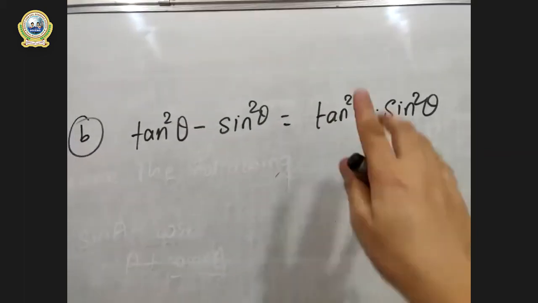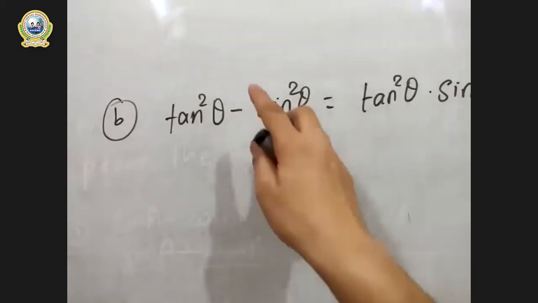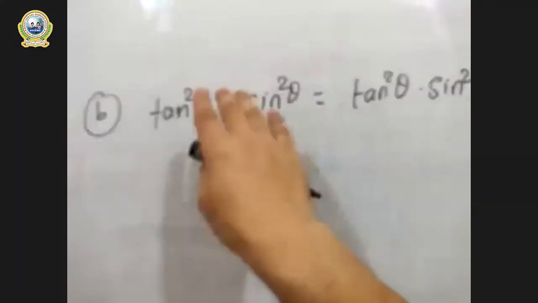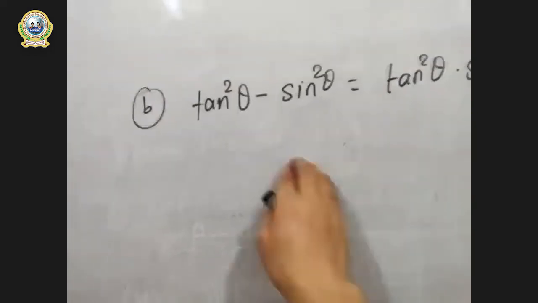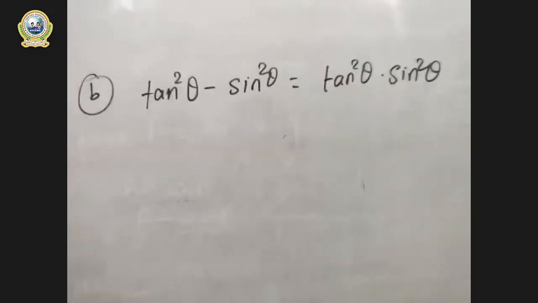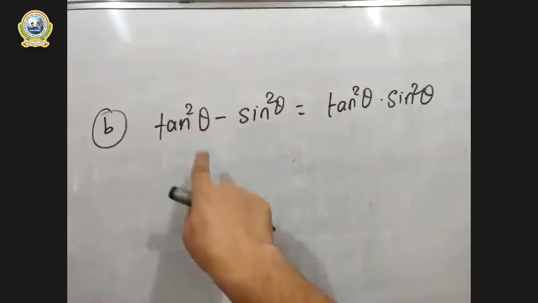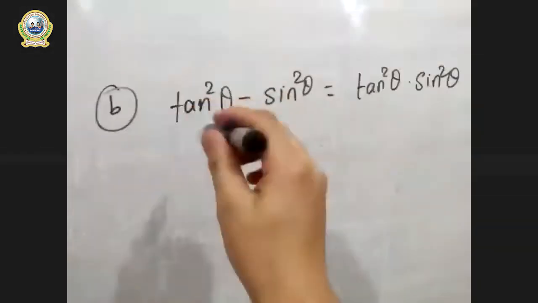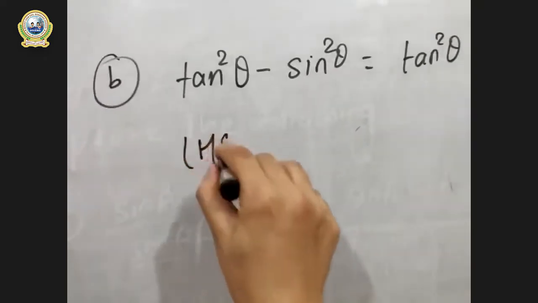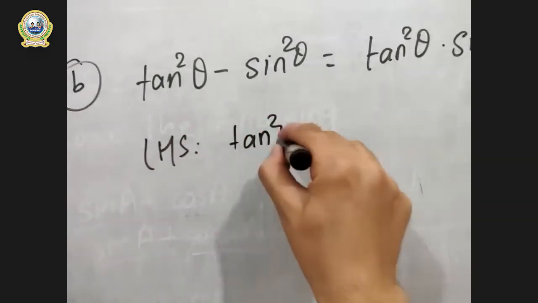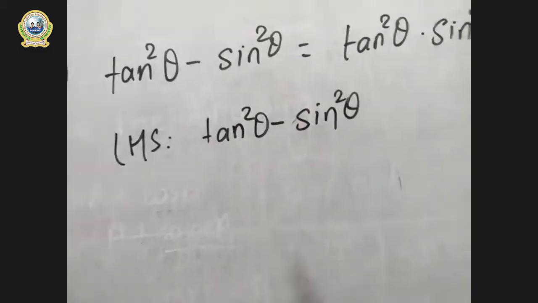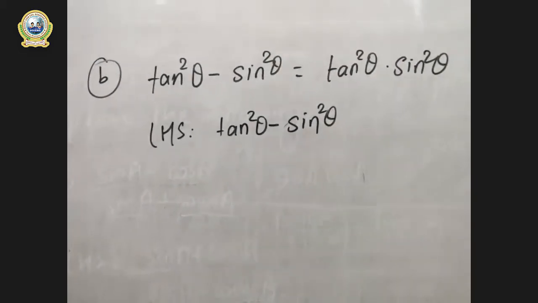Is the question clear? Now it says start from left part and take it to the right, or you can start from right part and take it to the left. It is up to you. So I think here it is better to start from the left part. So write LHS, left hand side. It says tan square theta minus sin square theta. This is our left part.